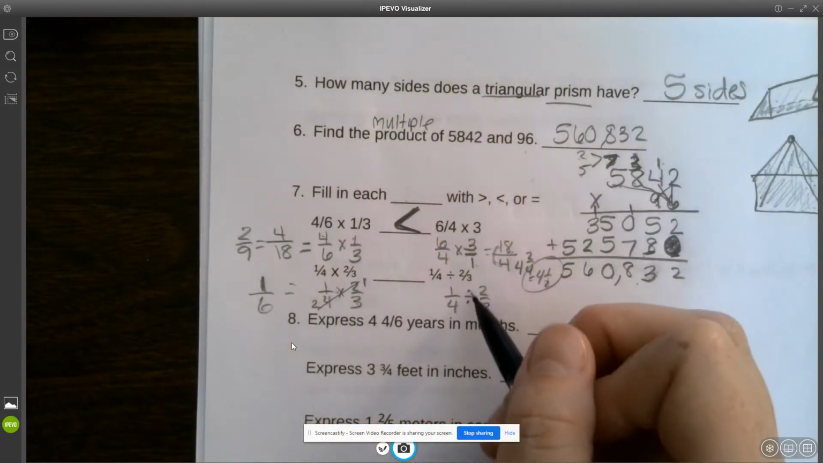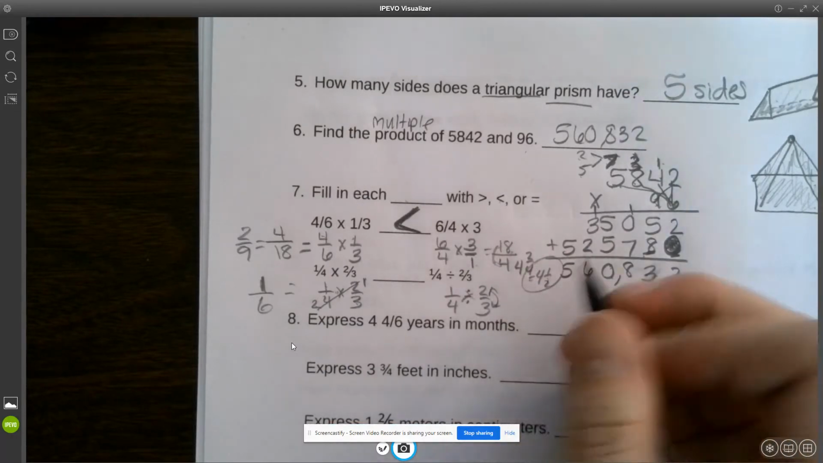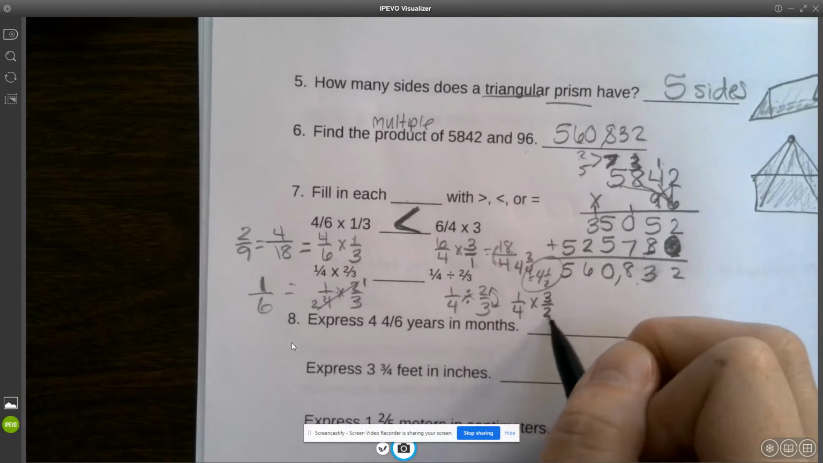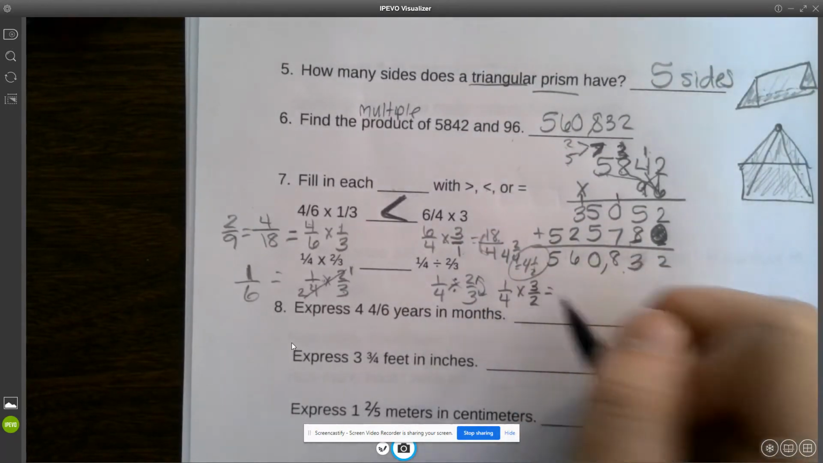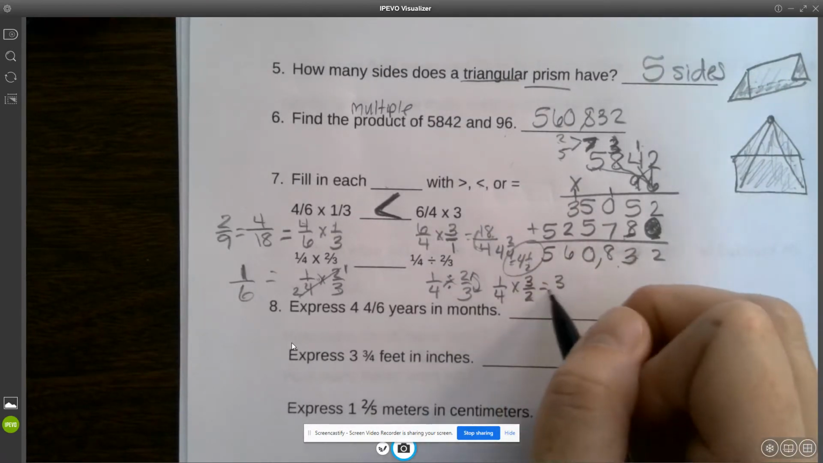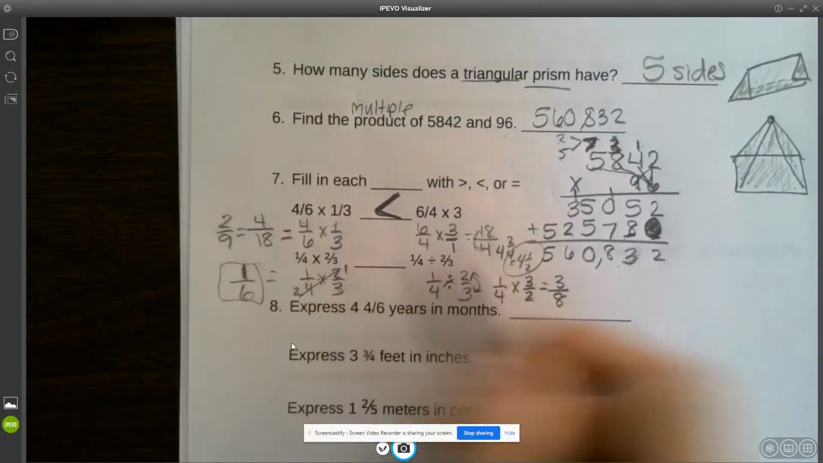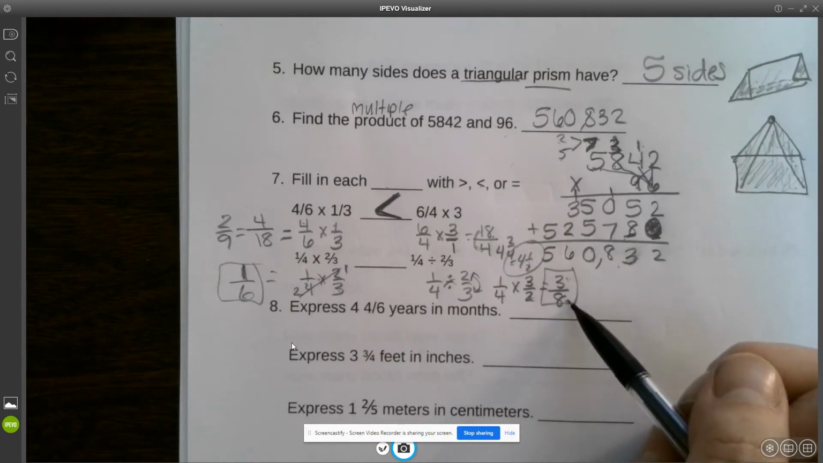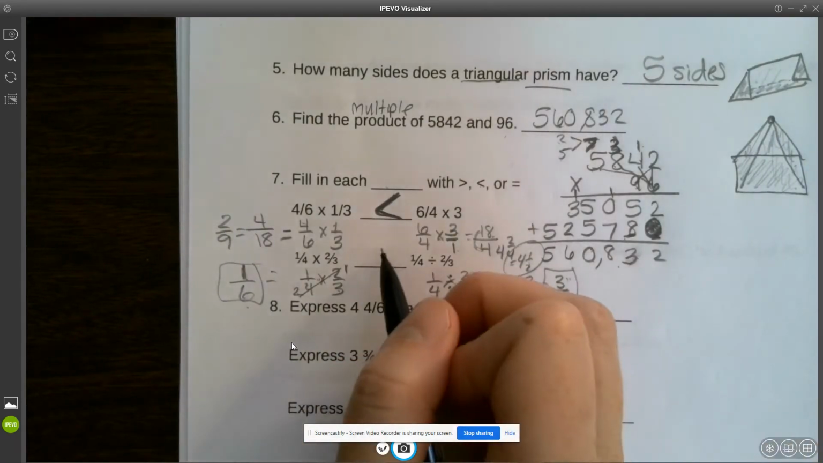Now this side has a division. So remember, we have to get the reciprocal and multiply. So I really have 1/4 times 3 over 2. I don't see any tricks where I can cross reduce, so just multiply across. 1 times 3 is 3. 4 times 2 is 8. So this side equals 3/8. So which is bigger, 1/6 or 3/8? Well, 3/8 is close to 4/8, which is half. And this is 1 out of 6. So this one would have to be the bigger one.